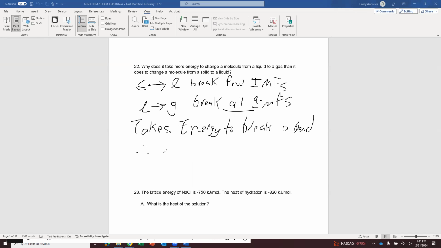Therefore, more energy is needed to break more bonds. More bonds. Right, that's 22.